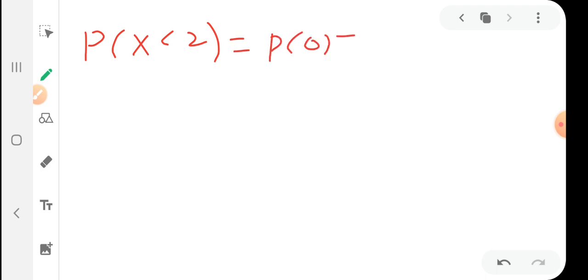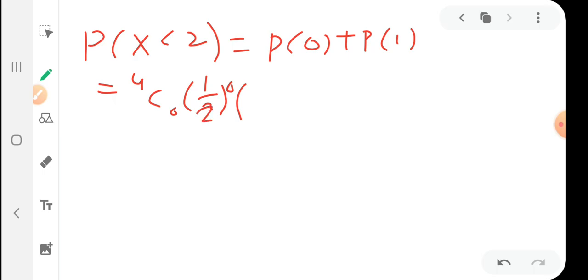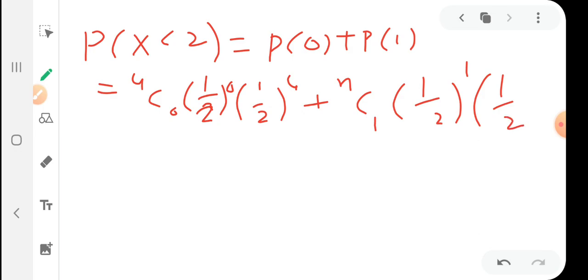So next question is, P of x less than 2 is equal to P of 0 plus P of 1. So is equal to P of 0. P of 0 means 4C0. Its value here is 4. 4C0, 1 by 2 raised to 0 into 1 by 2 raised to 4 minus 0, that is 4, plus 4C1, 1 by 2 raised to 1 into 1 by 2 raised to 4 minus 1, that is 3.